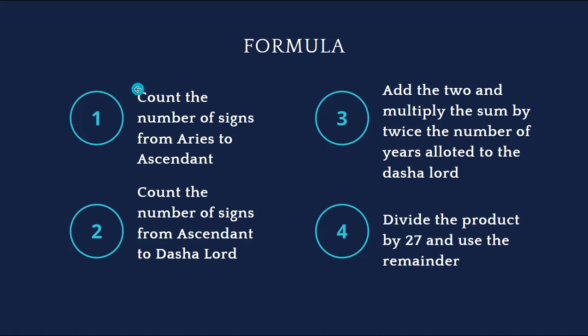All you got to do is count the number of signs from Aries to ascendant, and then you're going to count the number of signs from ascendant to the Dasha Lord, and then you're going to add the two and multiply the sum by twice the number of years allotted to the Dasha Lord. Then you're going to divide the product by 27 and use the remainder. Remember, we are going to consider the remainder, not the quotient, and I'm going to illustrate this through an example.